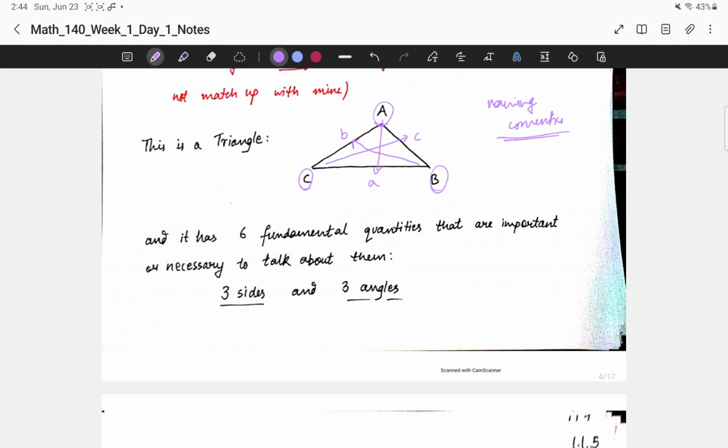Now, another idea in mathematics is whenever you have a new object, which in this case is this triangle, we want to break it down into its fundamental qualities or quantities that characterize it. So in a triangle, the fundamental things that we are going to talk about are sides and angles. And every triangle has three sides and three angles. The three-angle idea actually gives it the name: triangle, meaning three angles.